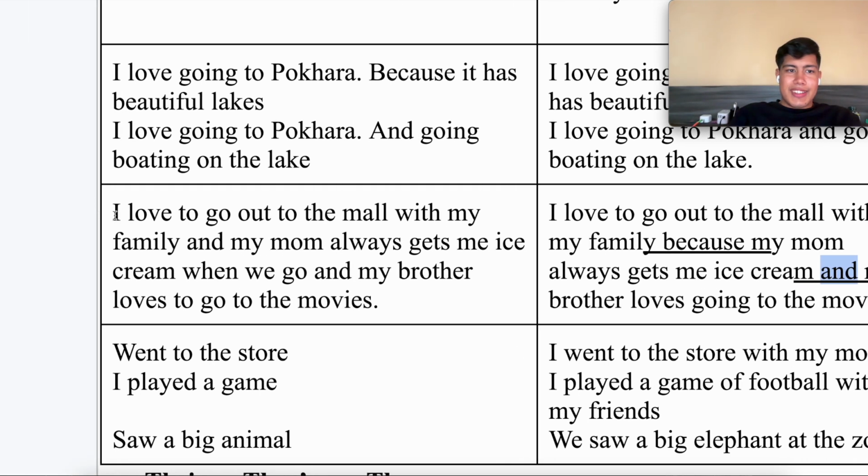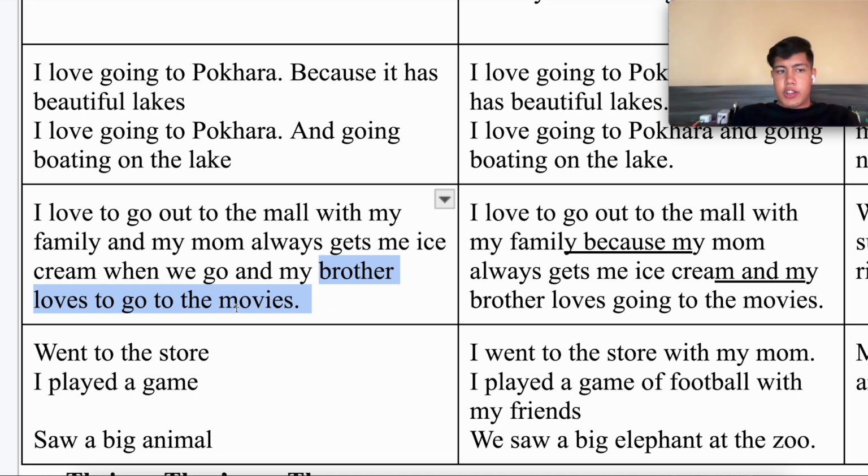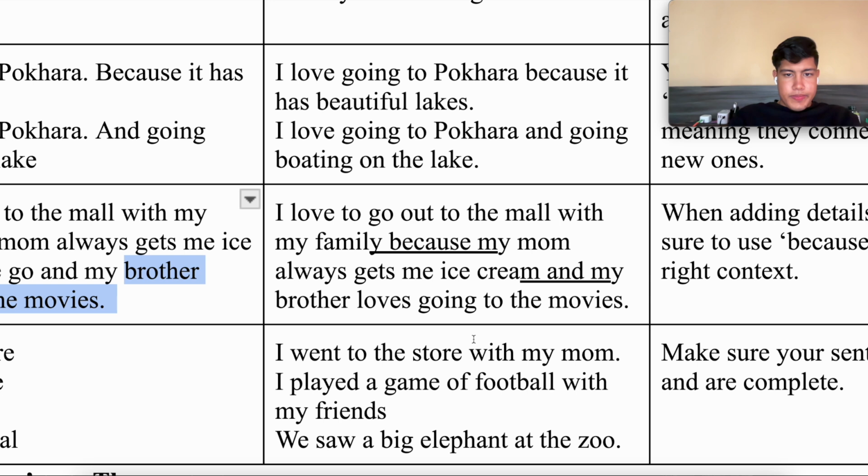the main idea of the sentence is I love to go out to the mall. And the additional details of getting ice cream and the brother going to the movies are related to that because the movies are at the mall and the ice cream is at the mall. And that adds to part of the reason. So I love to go to the mall with my family because my mom always gets me ice cream. So that's the first thing.